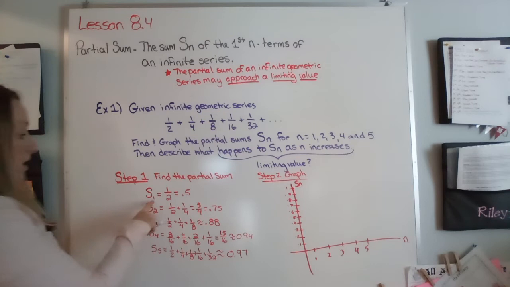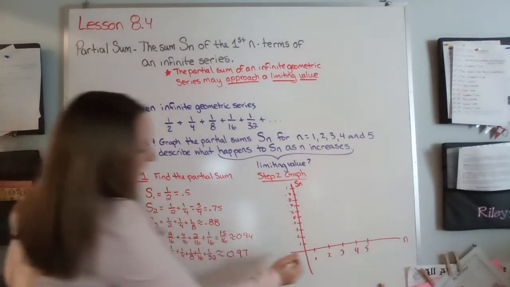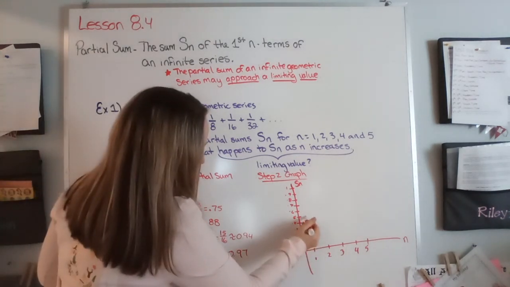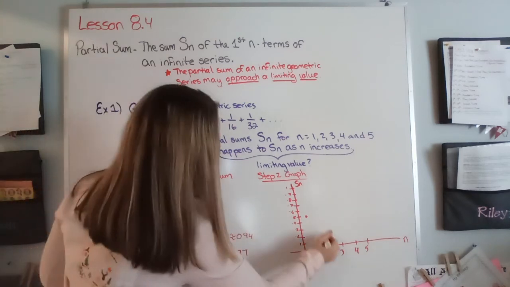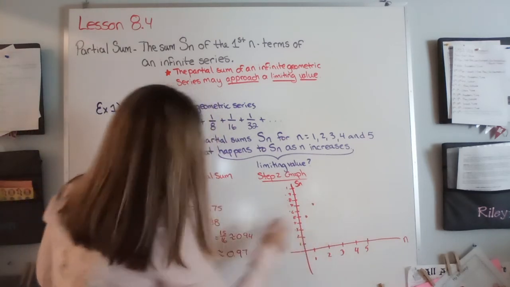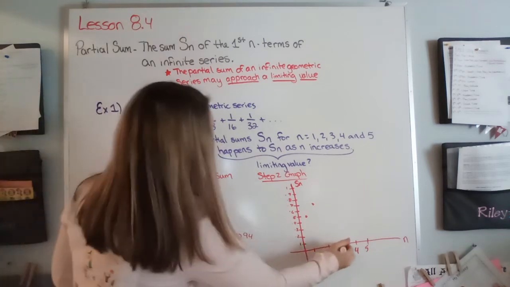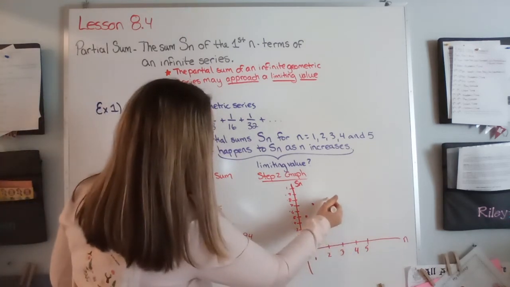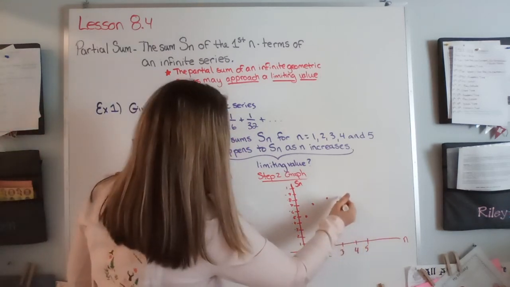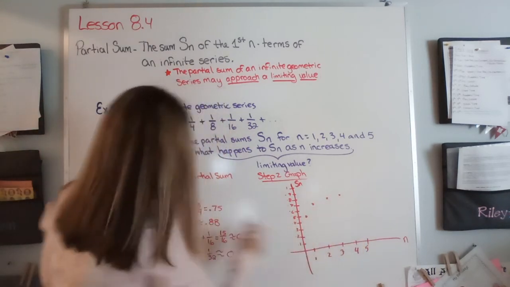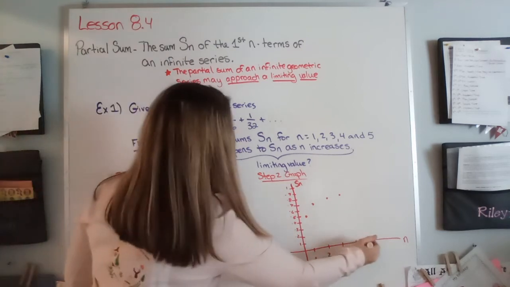S sub 1 was 0.5. The second term was 0.75. Then I had 0.88 for the third term. Then I had 0.94. Then I had 0.97.